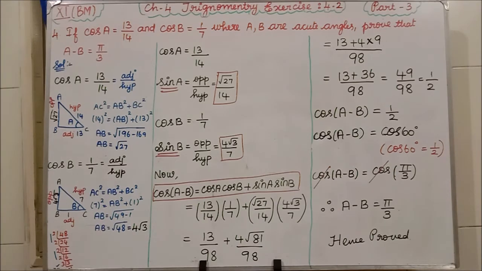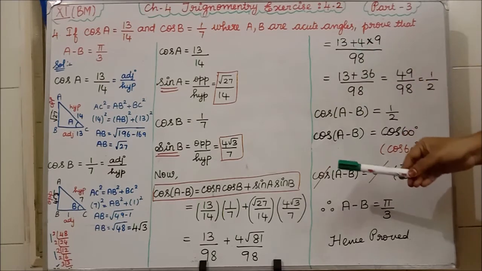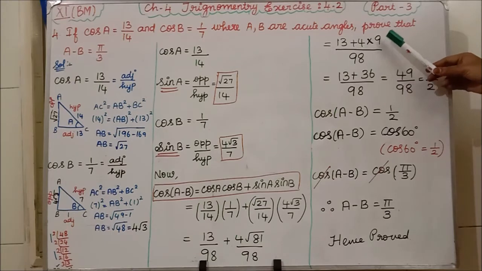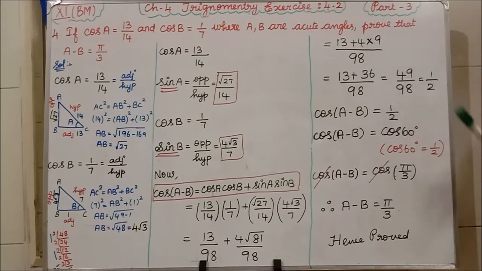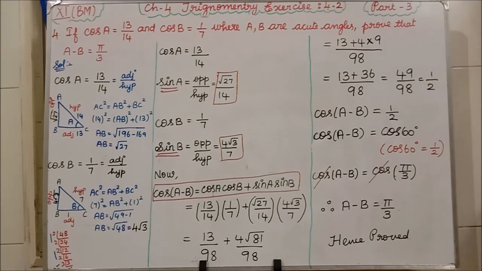Okay, you all know what the root 81 value is? Yes, it is 9. So in the next step, I am writing one denominator 98, 13 plus 4 into the square root of 81, whose answer is 9. So 4 into 9, 4 nines are 36. So 13 plus 36 divided by 98. After adding these two values, I am getting 49 divided by 98. In 49's table, 98 comes how many times? It is coming 2 times. So if you cancel, this is 1, here 2. So the answer is 1 by 2.